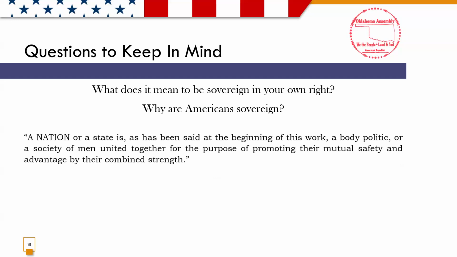A nation or a state is, as has been said at the beginning of this work, a body politic, or a society of men united together for the purpose of promoting their mutual safety and advantage by their combined strength.